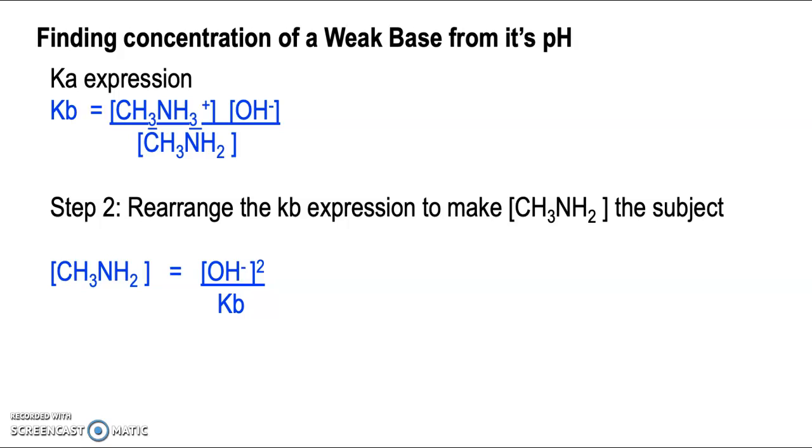From there, what we're going to do is make the assumption that the hydroxide concentration is going to be the same as the methammonium ion, which allows us to replace the methammonium ion with a hydroxide since their values are the same, which is where the hydroxide squared comes from. We also rearranged the Kb expression, so it's now subject to the concentration of the methenamine. So this is the equation that we now need to solve.